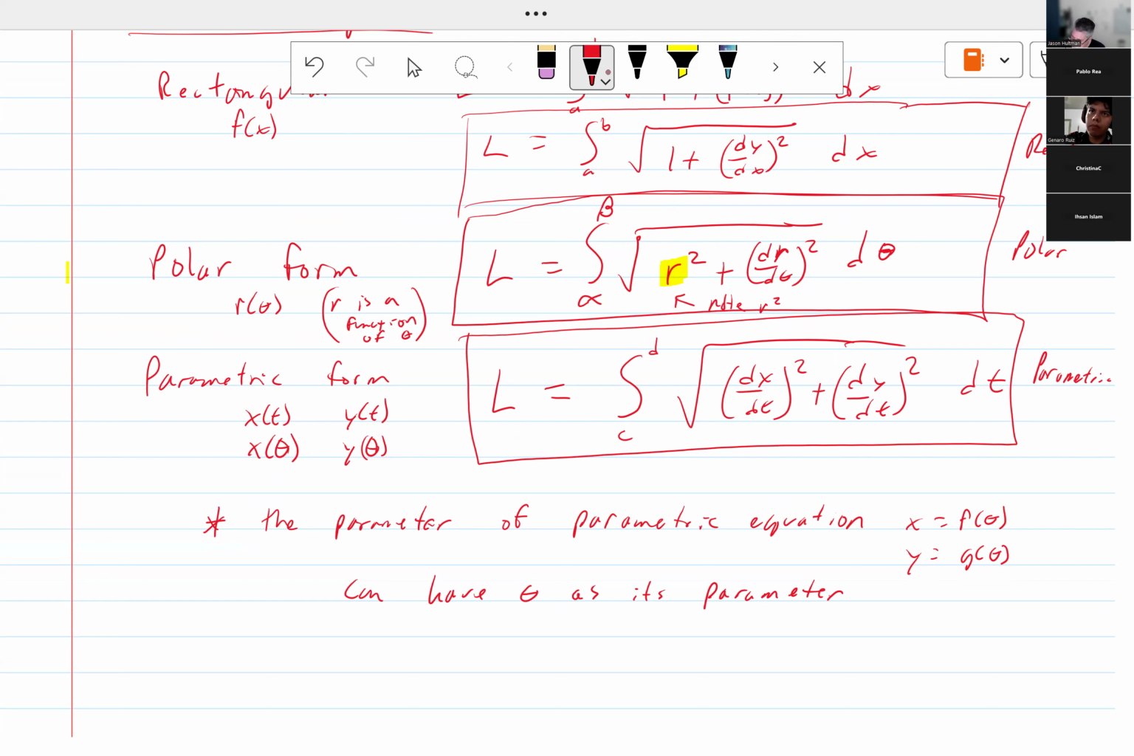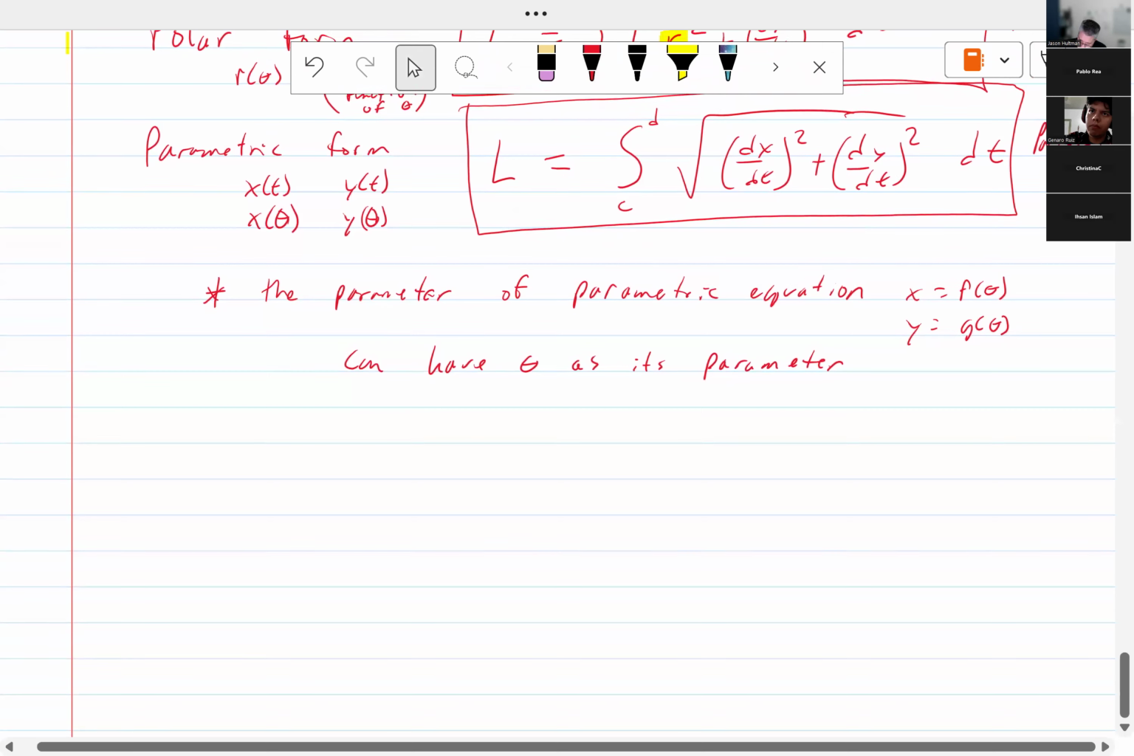r squared. Okay, note it. Okay, in that formula.